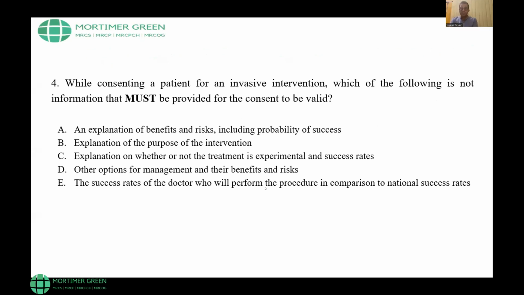While consenting a patient for an invasive intervention, which of the following is not information that must be provided for the consent to be valid? A, an explanation of benefits and risk, including probability of success. Yes, definitely logical, makes sense. B, explanation of the purpose of intervention, 100%. There is absolutely no doubt. C, explanation of whether or not the treatment is experimental and success rates, 100% yes. This is what you do in clinical trials. D, other options for management and the benefits and risk. Yes, that makes a lot of sense.